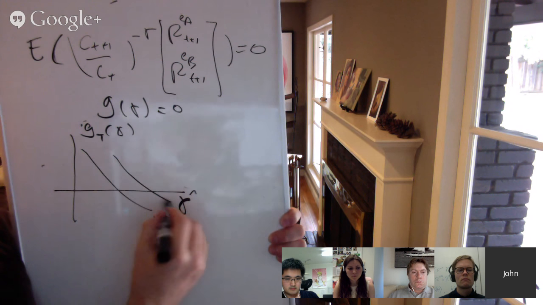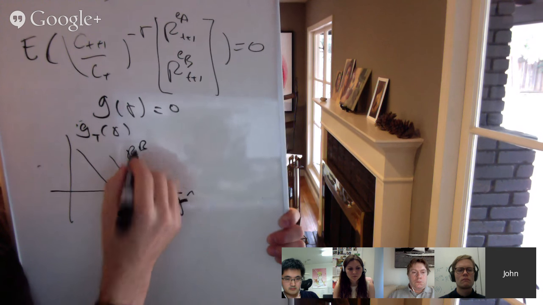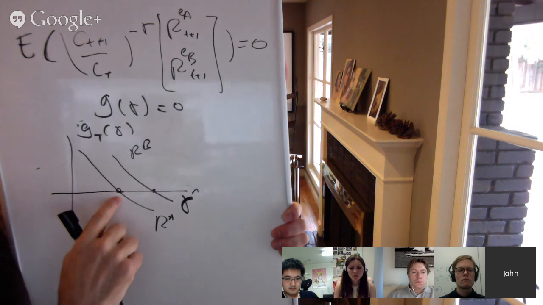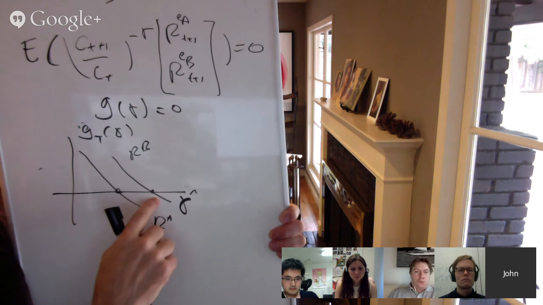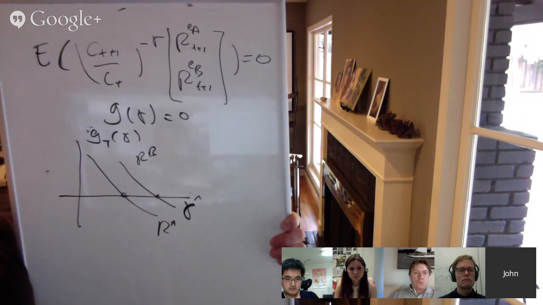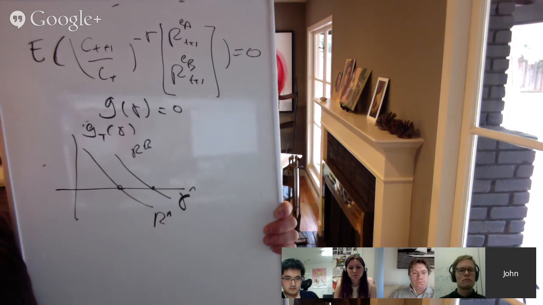What the problem looked like is that there were two moments, and one of them needed a lower value of gamma than the other one. So there was no single value of gamma that made both of them equal to zero. So now what did you do?